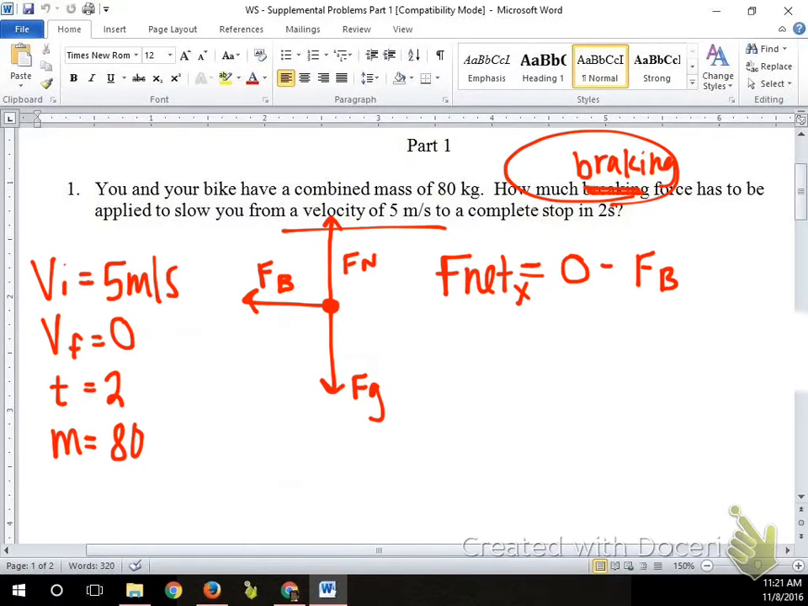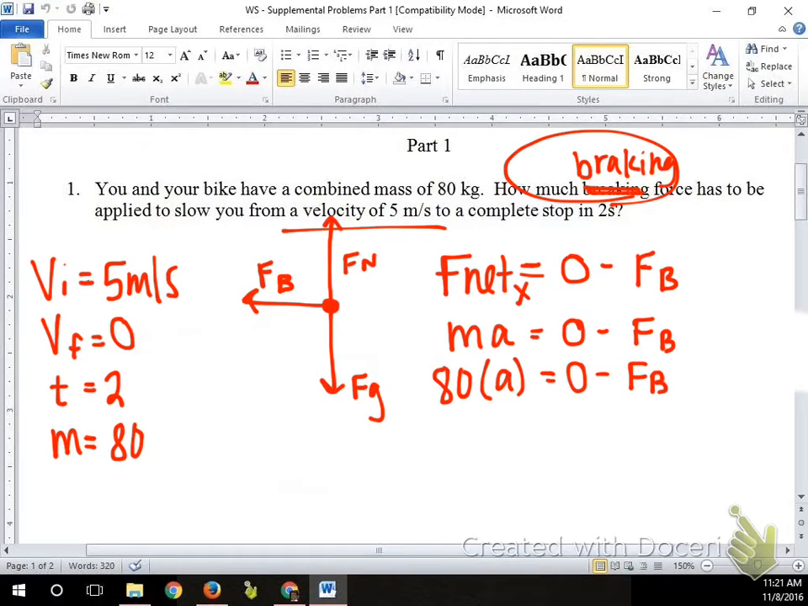So it's 0 minus, because that braking force is going in the negative direction. F net is mass times acceleration equals 0 minus the braking force, which we are trying to find. We're trying to find this variable as a whole. We know our mass is 80. Do we know our acceleration? Not yet, but we can find it. We've got two variables, one of which we can solve for using our kinematics variables. And what kinematics equation could we use?